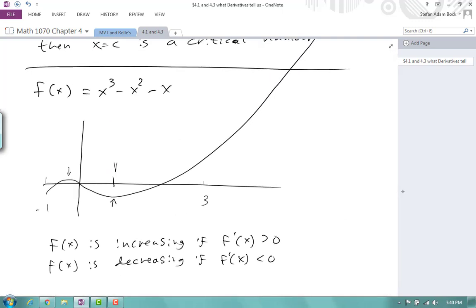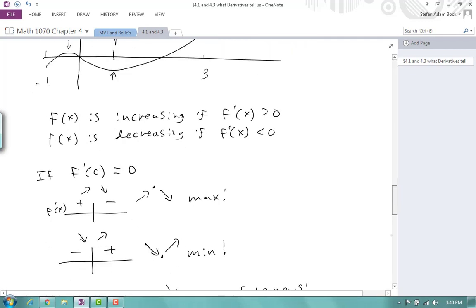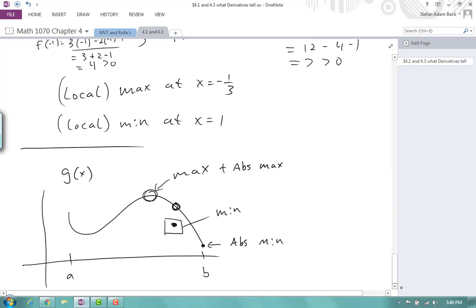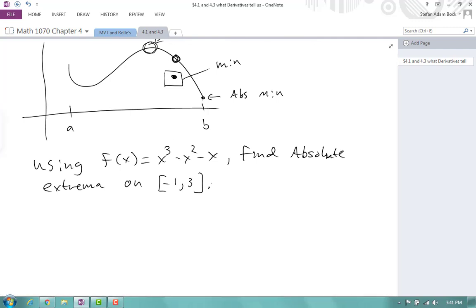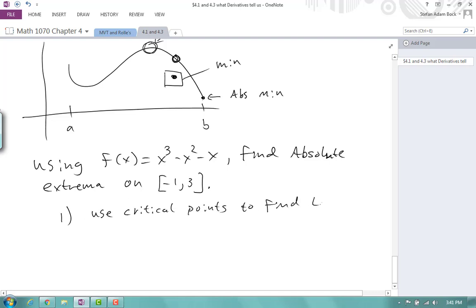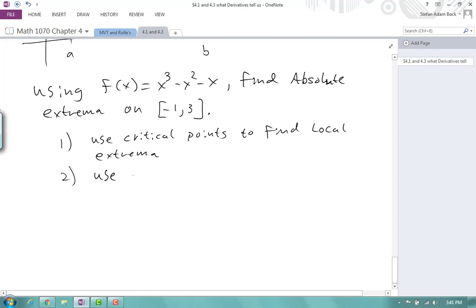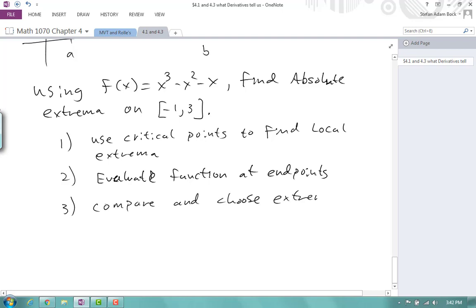f of x equals x cubed minus x squared minus x, and I'll look for the absolute maximums and minimums on the interval from -1 to 3. And this process would be the same as we had done before. We'll look for the local maximums and minimums, because they might be one of the absolutes. And then we also have to check the endpoints. So 1, we'll use critical points to find local extrema. And then 2, we'll use the endpoints, or rather I should say evaluate the endpoints. And finally, we'll compare all of these and choose the most extreme values.